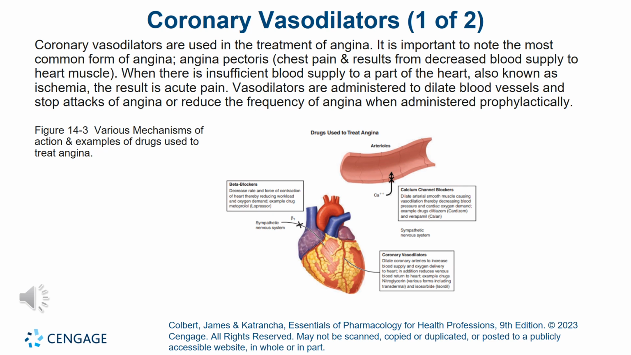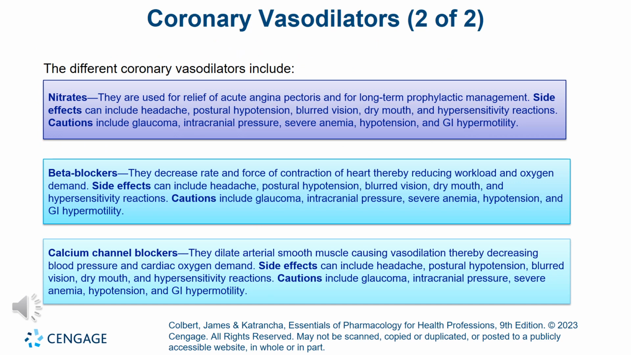Vasodilators are administered to dilate or open up the blood vessels and stop those attacks of angina or reduce the frequency of angina when administered prophylactically. The image here, figure 14.3, shows various mechanisms of action and examples of drugs that are used to treat angina. The coronary vasodilators used in the treatment and prophylactic management of angina include your nitrates, beta blockers, and calcium channel blockers. Nitrates are used for relief of acute angina pectoris and for long-term prophylactic management.